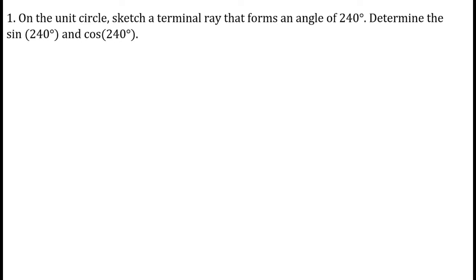Number 1. On the unit circle, sketch a terminal ray that forms an angle of 240 degrees. Determine the sine of 240 and the cosine of 240. So, we need a unit circle. That's our first thing we're going to do, is make a unit circle.